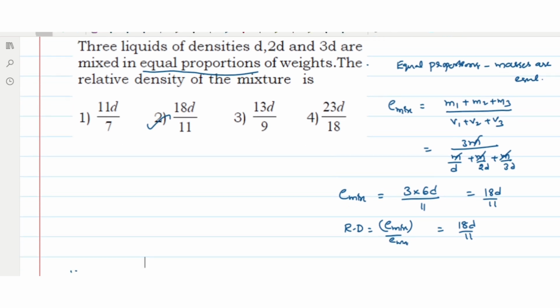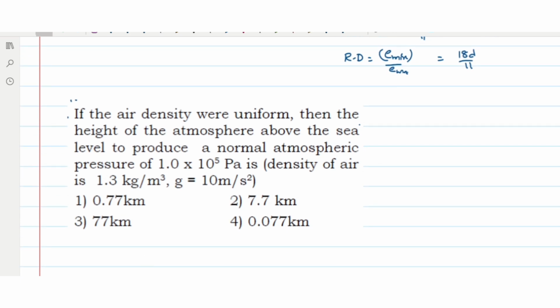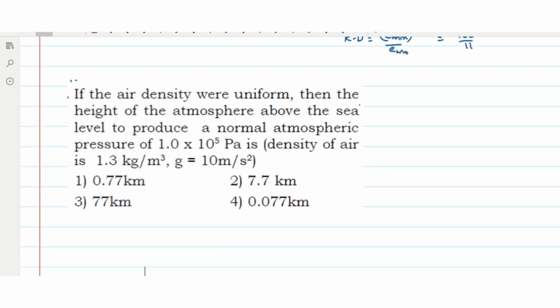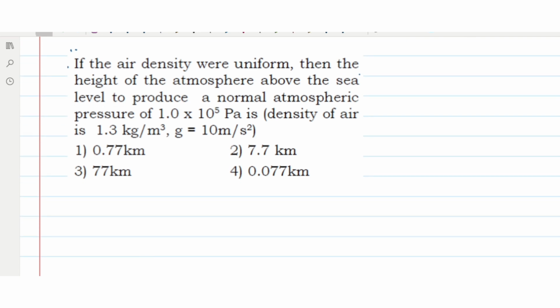Look at the next question. If the air density were uniform, then the height of the atmosphere above sea level to produce a normal atmospheric pressure of 1.0 into 10 power 5 pascal, they're asking. So normal atmosphere at sea level, to produce the normal atmospheric pressure. Here the air density is given as uniform.